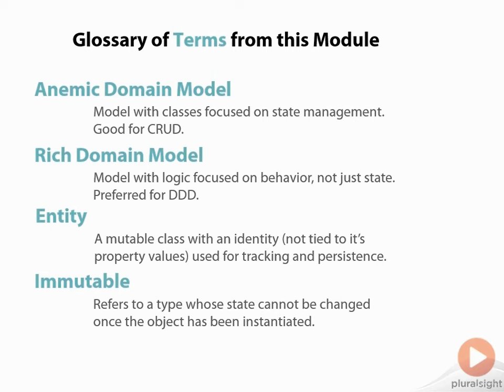Then we talked about entities, and entities tend to be one of the core pieces of our domain model. The key thing that distinguishes an entity from other types in our model is that it has some kind of identity that we can use to track it over time and to bring it in and out of persistence. So we also talked about immutability, which is a really critical attribute for value objects. And immutability just means once an object has been instantiated, you can't change the value of any of its properties.